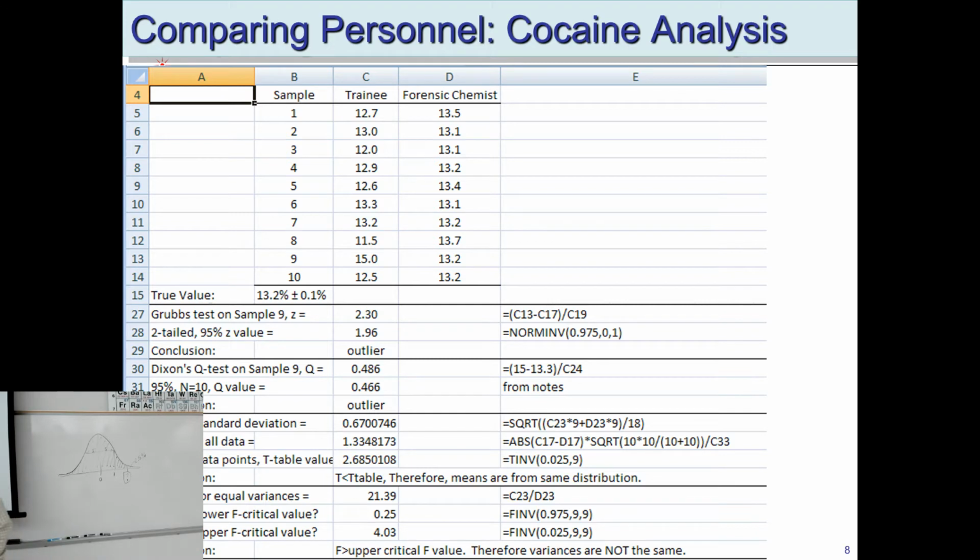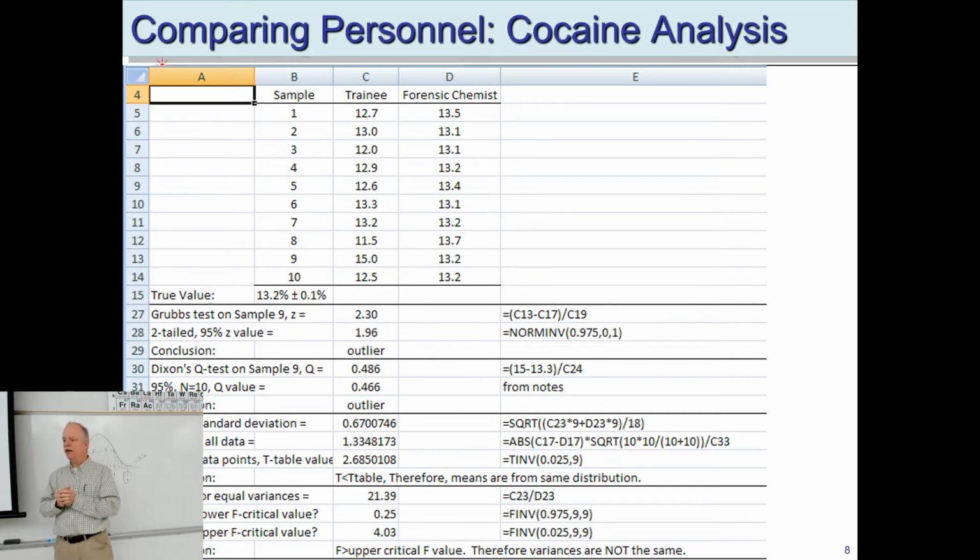Now let's look at some of the hypothesis testing. We've really got 4 main tests that we've done on this data. The top 2 are outlier tests. One is the Grubbs test, the other is Dixon's Q test. And then we have the test for equal means. In other words, are the distribution of the trainee and the forensic chemist the same? So if you were to show the 2 plots of their data, do they overlap, or are they like this?